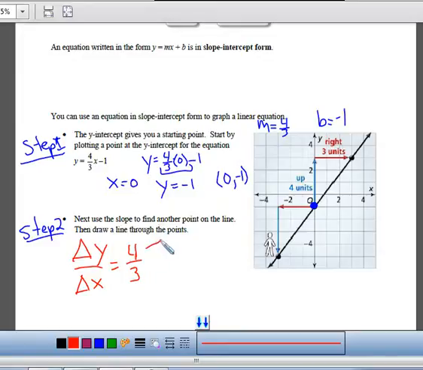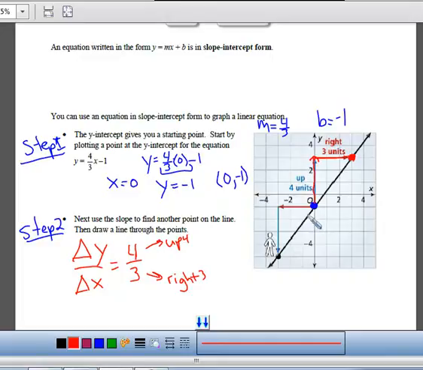What does the 4 mean? That's going up 4 spaces. It's a positive 4, so it's going up. The 3 means it's going right 3 spaces. So if I start at the y-intercept, I go up 4 spaces, so 1, 2, 3, 4, I go up to here. And then I go to the right 3 spaces, and there's another point.